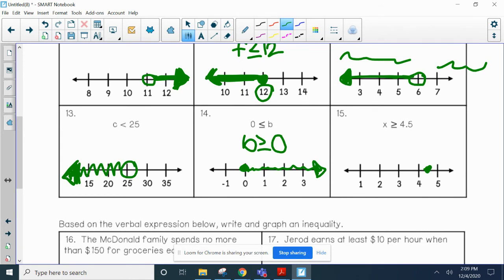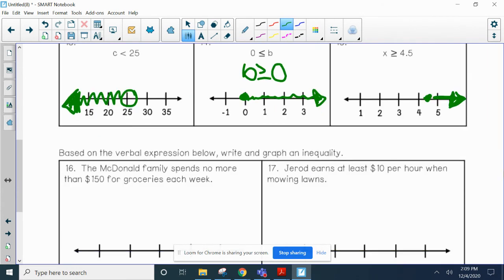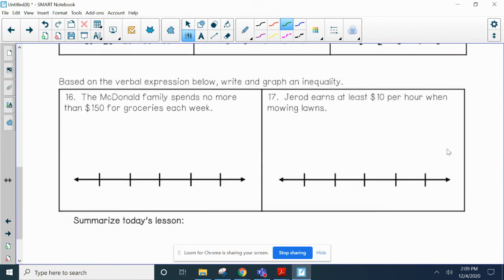All right, I have X is greater than or equal to 4.5. Which direction are the numbers greater than 4.5? To the right. Awesome. And we know because X came first, we shade the same direction. Awesome. All right, so based on the verbal expressions below, write and graph an inequality.